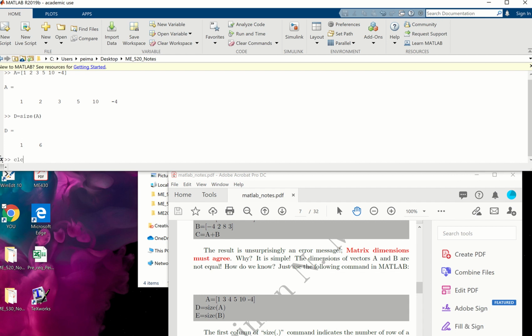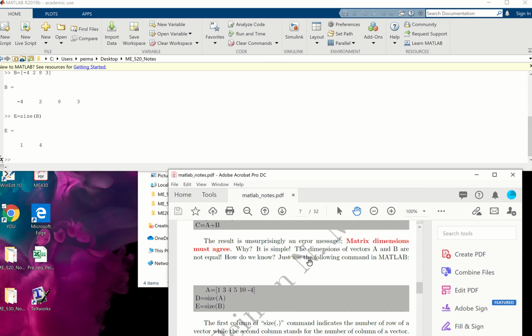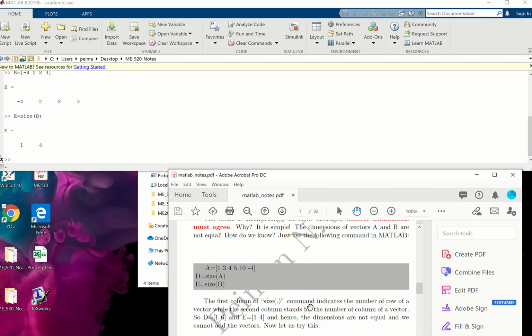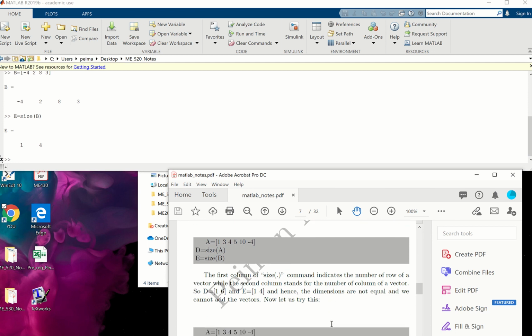Understand? Now if I say E is equal to size of B, what do you expect to see? You see 1 and 4. So you cannot add a vector that has dimension 1 by 4 and a vector that has dimension 1 by 6. This is ridiculous. So the first number of the size command indicates the number of rows of a vector, while the second stands for the number of columns. As the dimensions are not equal, we cannot add the vectors.